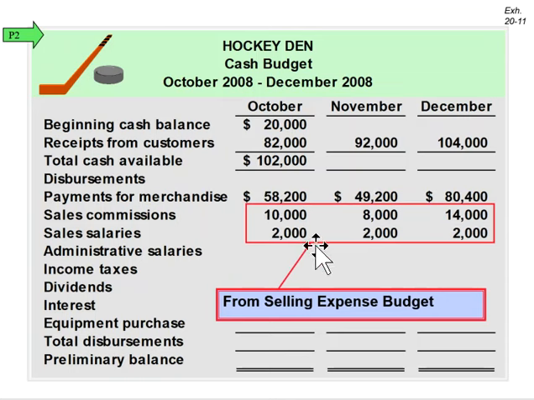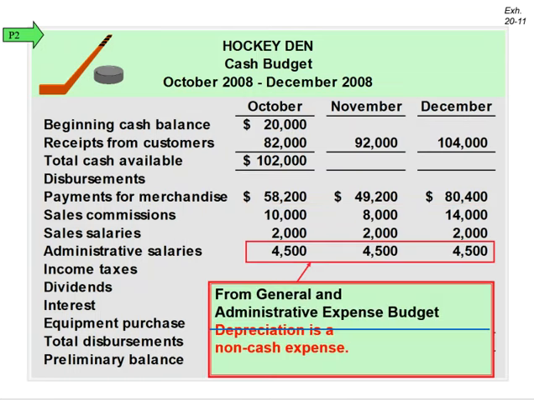And then from our selling expense budget, we would have got the amounts for sales salaries and sales commissions. We can plug that in. From the general and administrative expense budget, we would go ahead and plug in those amounts.